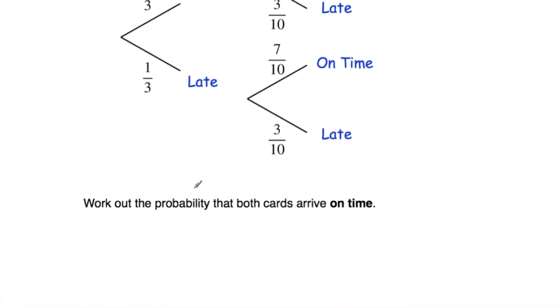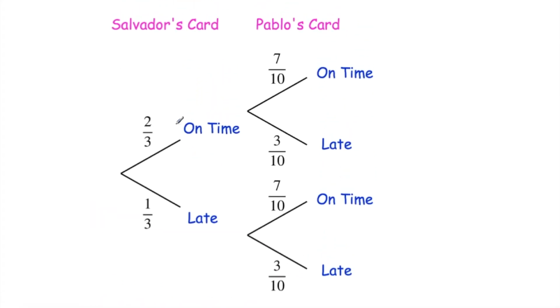The question says, work out the probability that both cards arrive on time. In terms of both cards arriving on time, that would be on time and on time. So we would multiply those two probabilities together.